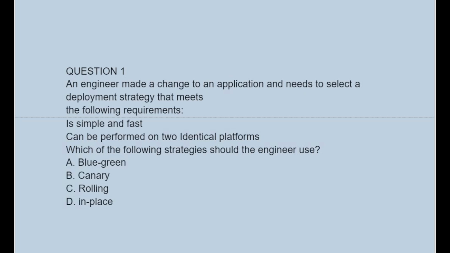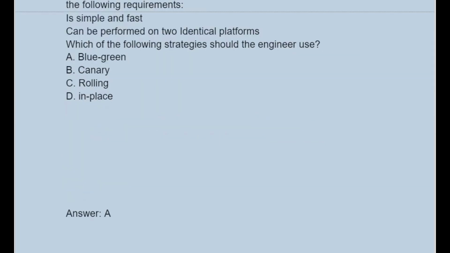Question is, an engineer made a change to an application and needs to select a deployment strategy that meets the following requirements. Is simple and fast. Can be performed on two identical platforms. Which of the following strategies should the engineer use? Option A blue-green, option B canary, option C rolling, option D in place. Correct answer is option A.